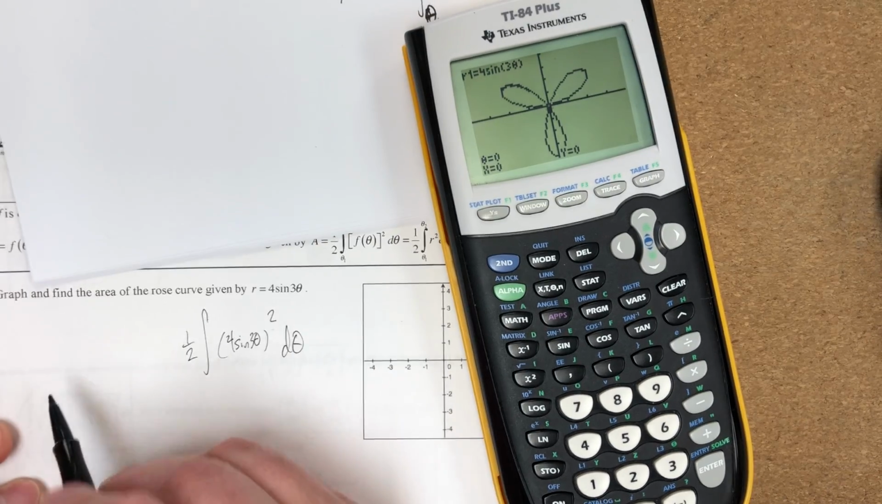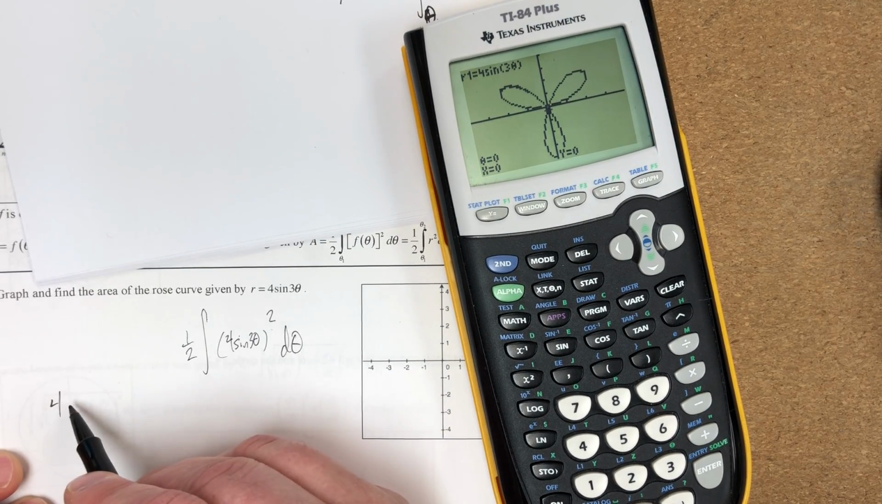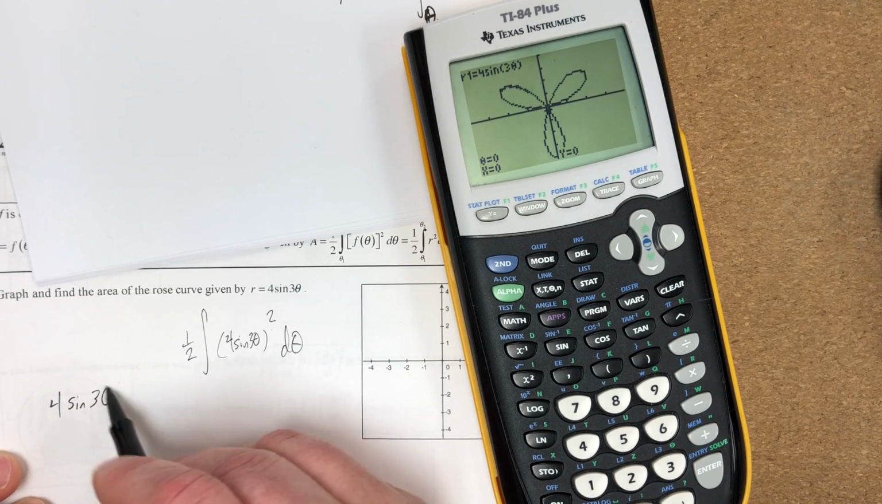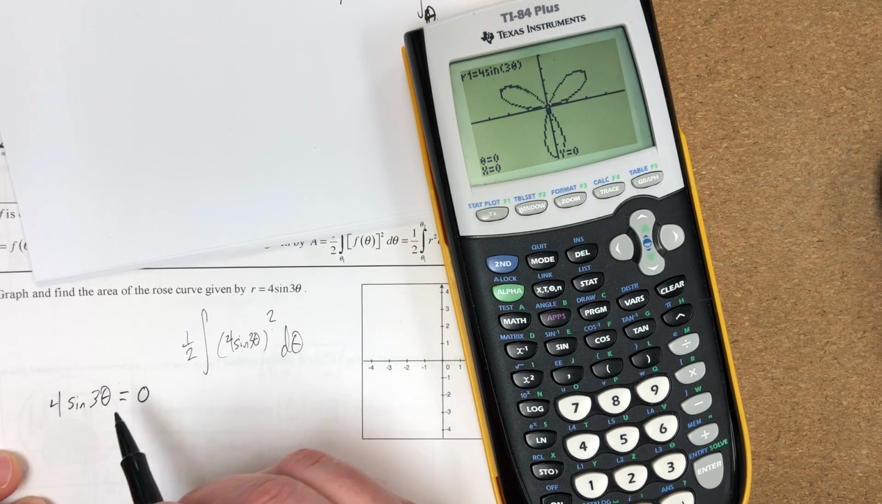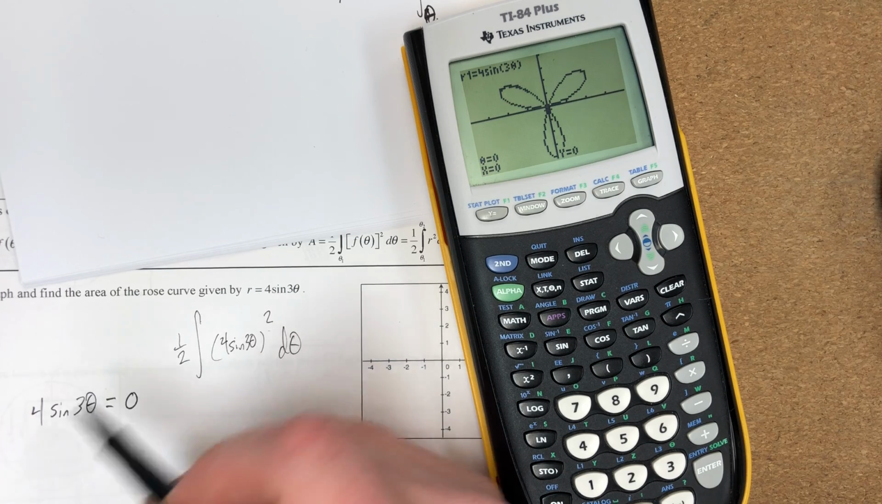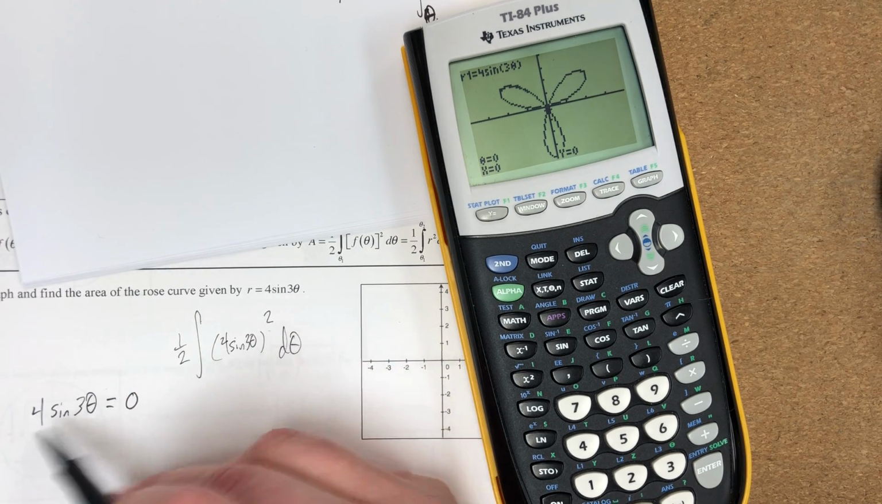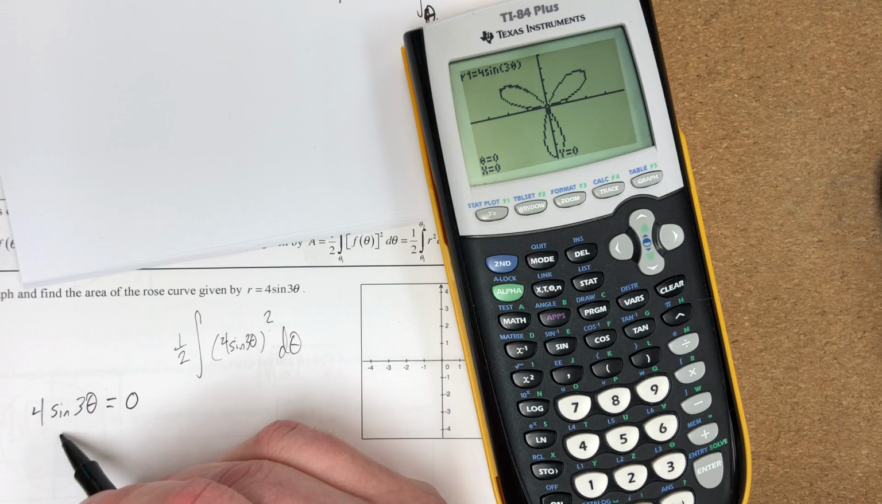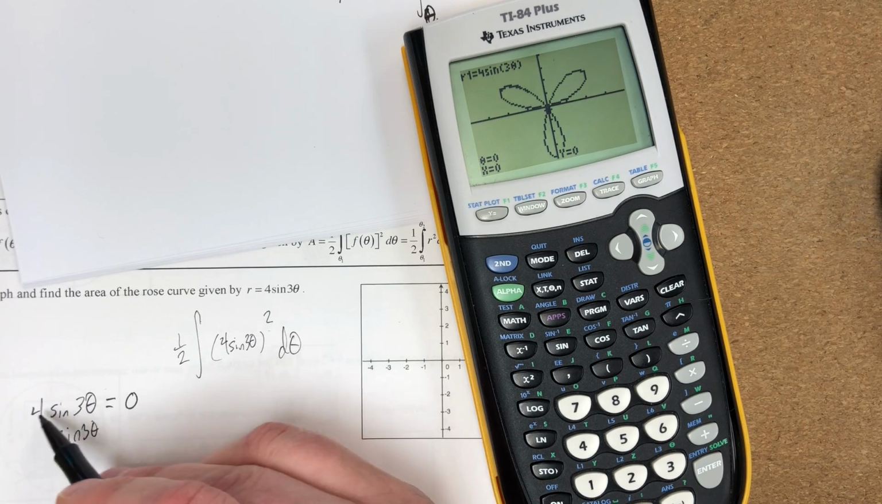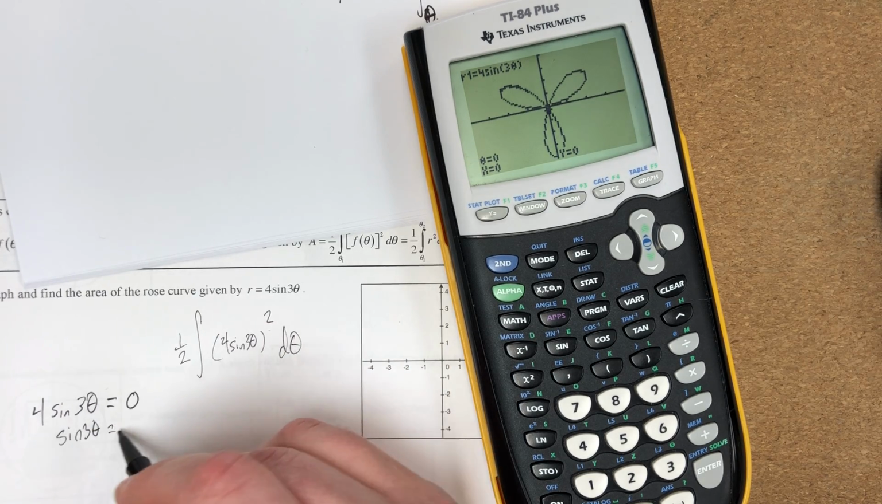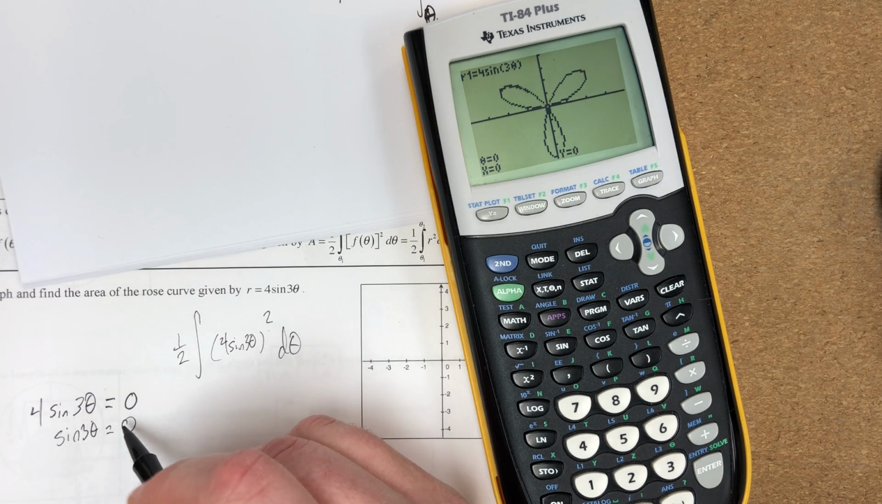Hold on. Let me just do 4 sine 3 theta. Here's what I would really do, and I would probably go through this mentally. I want to make sure I'm clear here. So sine of 3 theta, I divide both sides by the 4. 0 divided by 4 goes away. So sine of 3 theta is equal to 0.